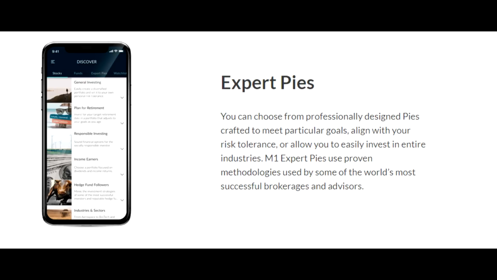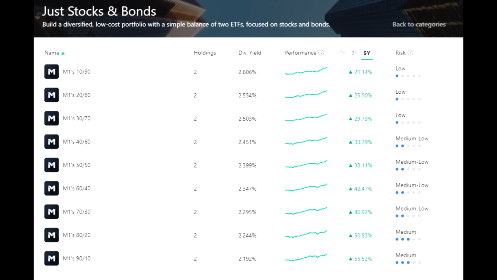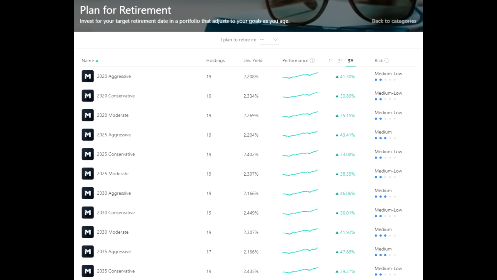One last feature I want to throw at you guys, they do offer something called Expert Pies, which are expert-built portfolios that are completely free to invest in. So if you're new to investing and you don't want to build a portfolio from scratch, you can invest in one of these portfolios for free. They have stock and bond allocations, they have target date retirement funds, and all kinds of different categories. So that is really helpful for beginners who may not know exactly how to build a portfolio.